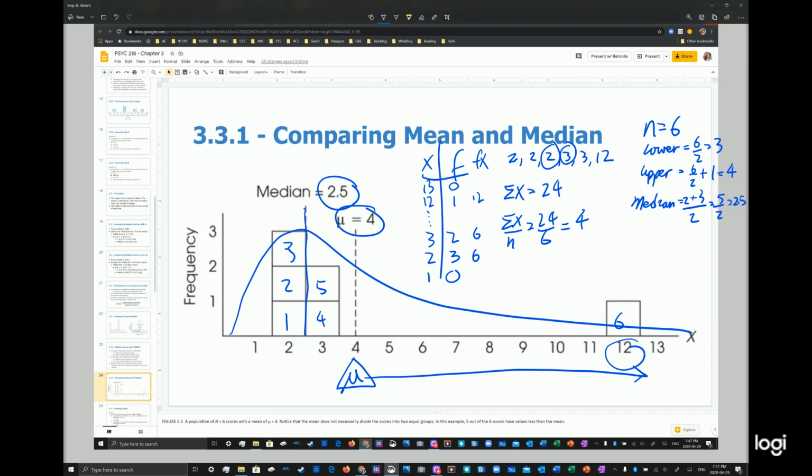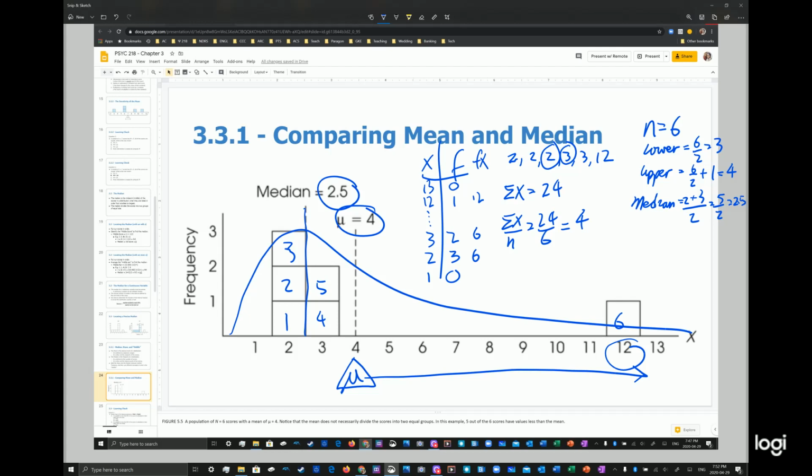So the mean balances the distribution, and if you have skewness in your distribution, the mean will move towards the direction of the skew. That is, whatever score is more extreme, you're going to get the mean moving towards that direction. If you get some extremely high scores, the mean is likely going to move in the positive direction. It's going to be higher. If you get some extremely low scores, then the mean would be lower.